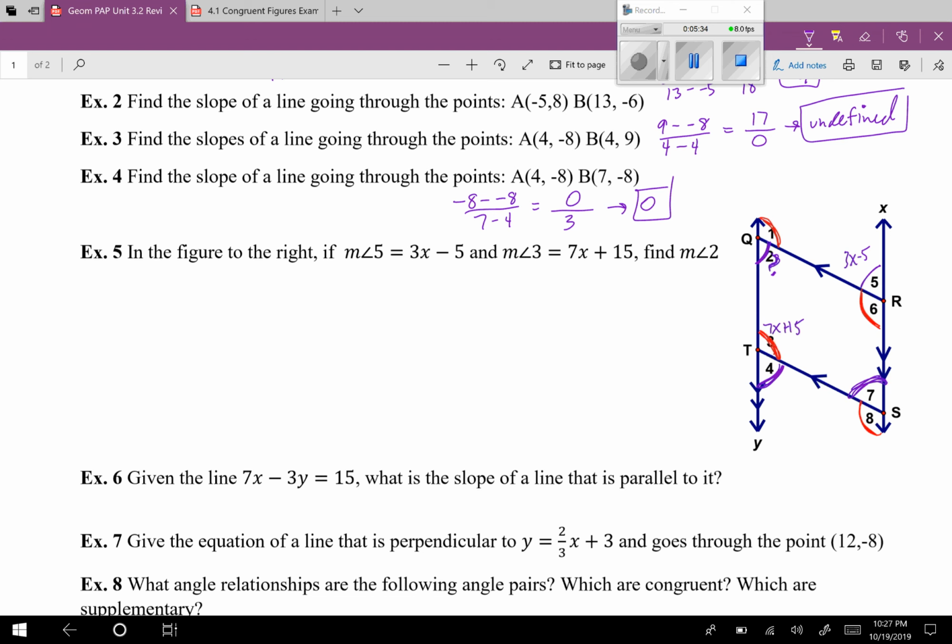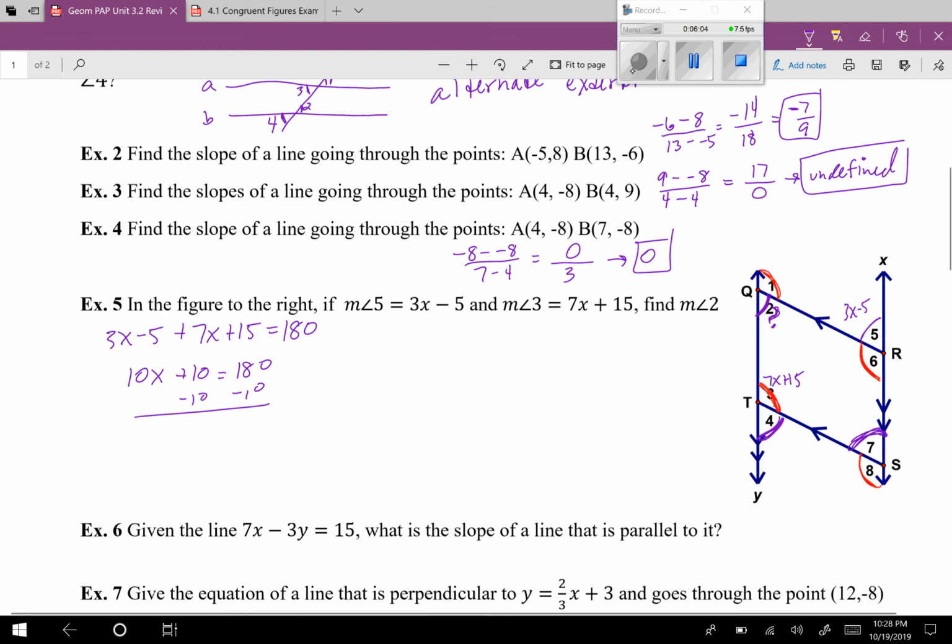So now we look at the ones that we have. We have angle 5, which is marked in purple, and we have angle 3, which is marked in red. So they're going to be supplementary. So this 3x minus 5 plus the 7x plus 15 has to equal 180. So 3x and 7x, that's 10x. And then 15 minus 5, that's plus 10. It's 180. So take away 10 from both sides. You get 10x is equal to 170. Divide this by 10, and you get x is 17.